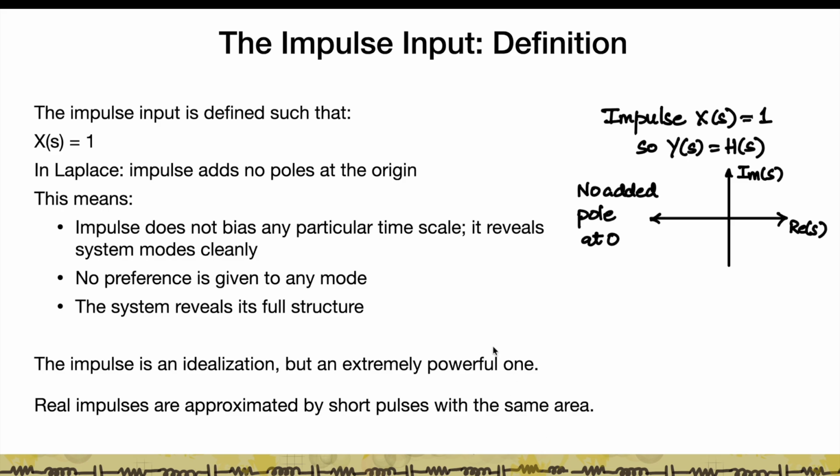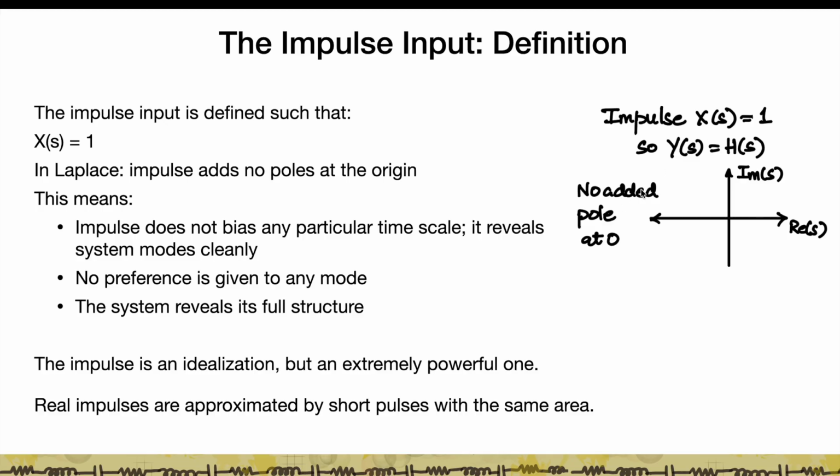Now, impulse is the cleanest input in the S domain because X of s is 1. That means it adds no poles anywhere, especially not at the origin. So it does not bias the system towards slow or fast behavior. It just lets the system speak. You may have heard that impulse excites all frequencies equally. The safer structural interpretation is that impulse does not add any extra weighting like 1 by s or 1 by s squared. Therefore, the output becomes H of s directly. In other words, impulse reveals the system's structure cleanly.